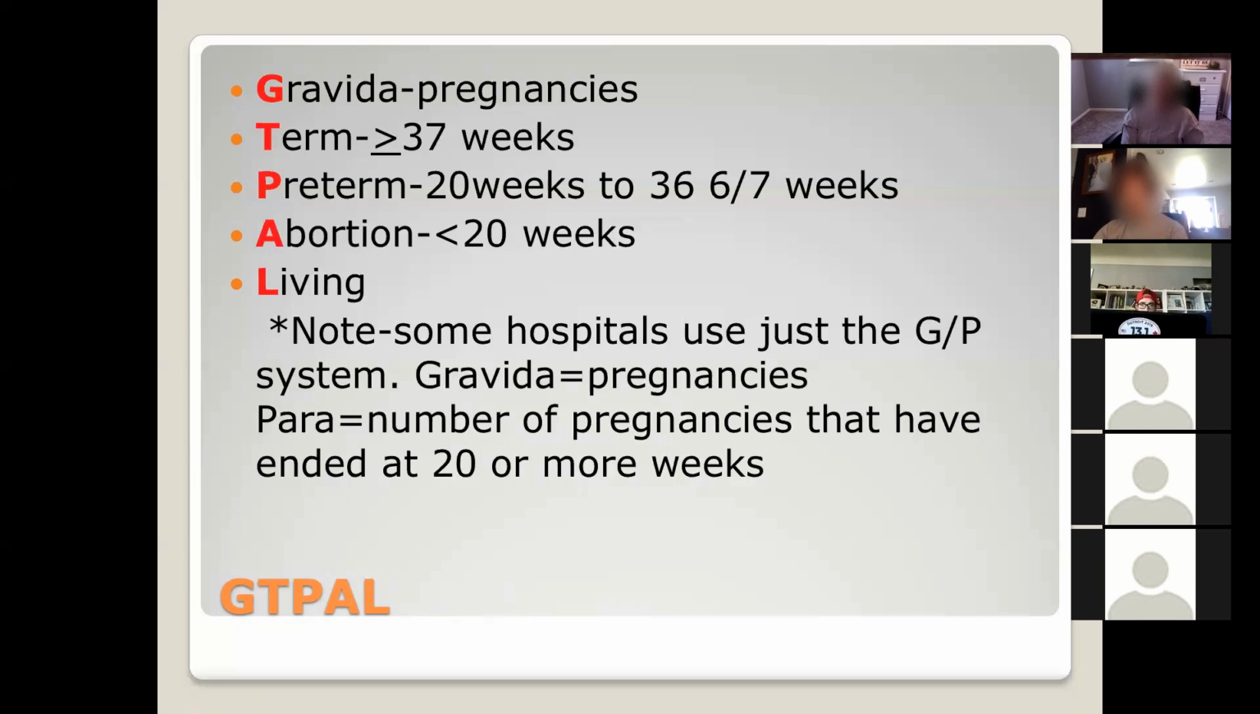So same thing. So term, and then the P stands for preterm. So any delivery that occurs between 20 weeks to 36 and 6/7 weeks. Remember we measure the gestation in not just weeks, but also days of that week. So 36 and 6/7 means the woman has completed 36 weeks plus 6 out of 7 days of the following week. If she went one more day in the pregnancy, she would be 37 weeks, considered term. And then the A stands for abortion, which is any delivery that occurs prior to 20 weeks.